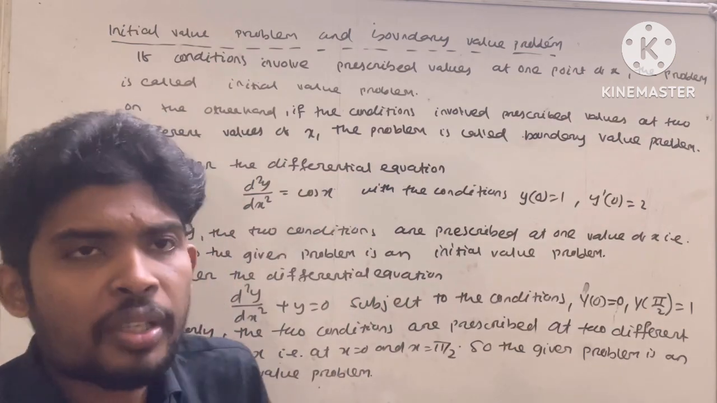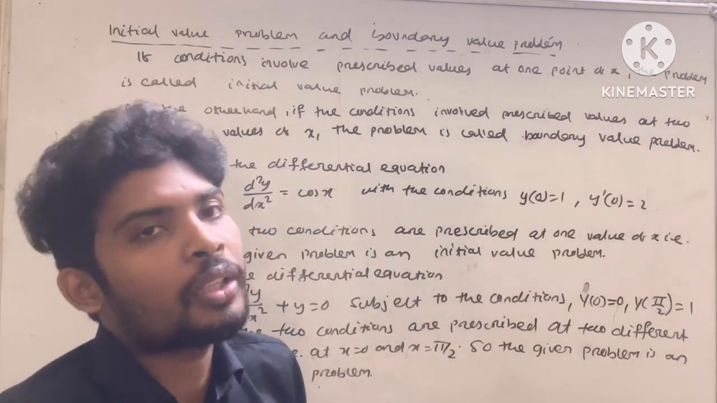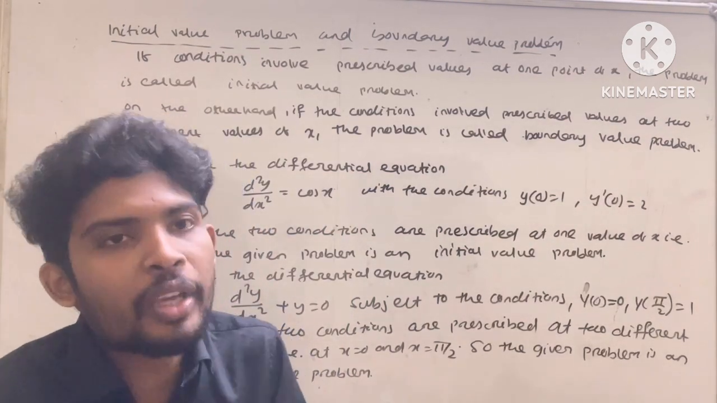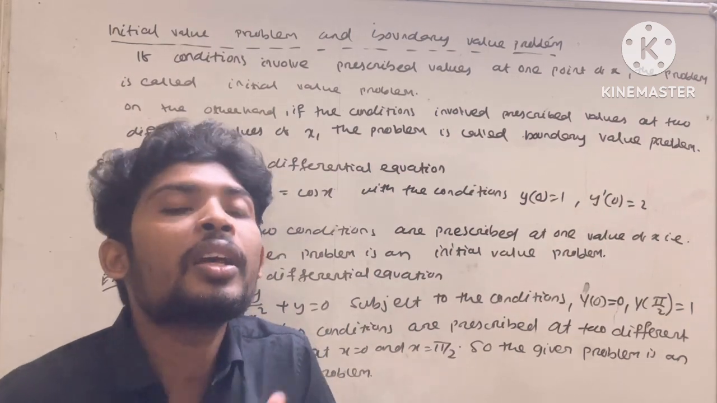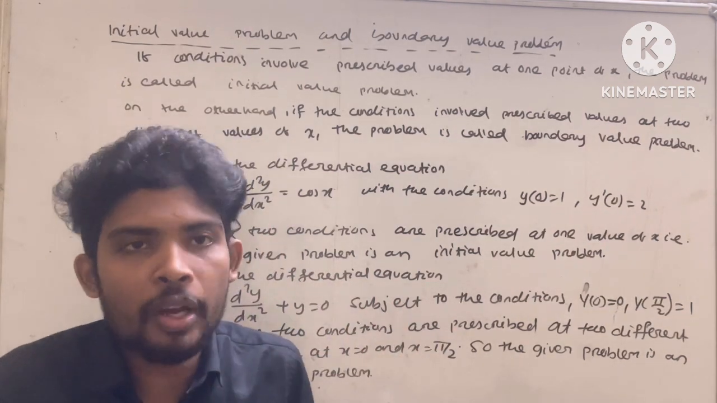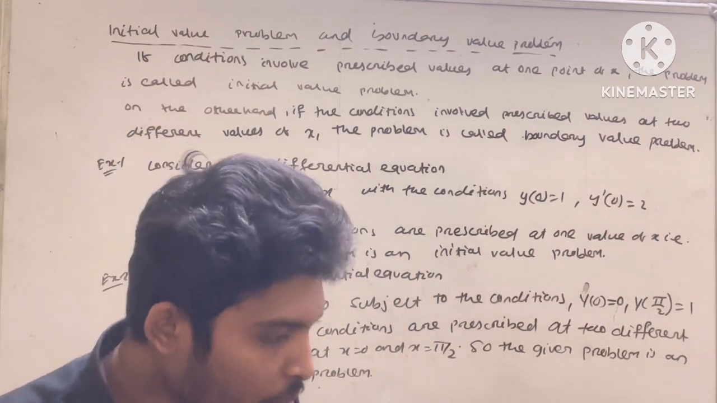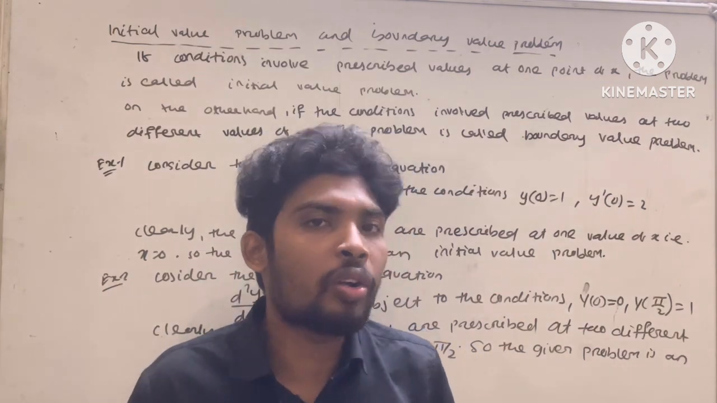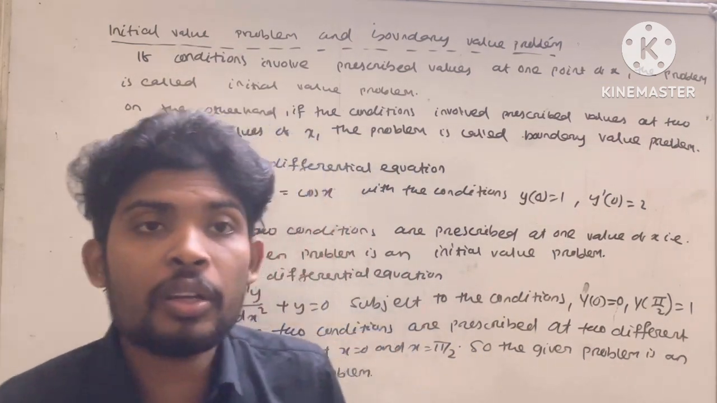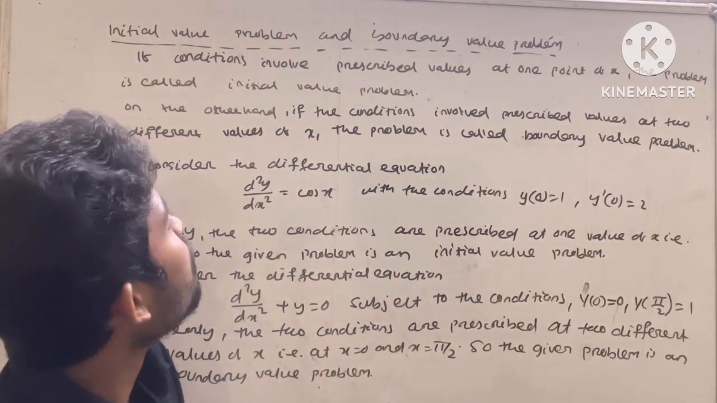So the simple difference: if x has a single value, then it is an initial value problem. If x has two different values, then this one is a boundary value problem. Okay, I hope you have all clearly understood the things that I talked about.